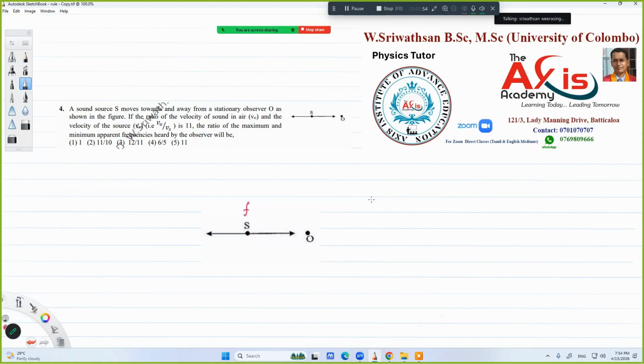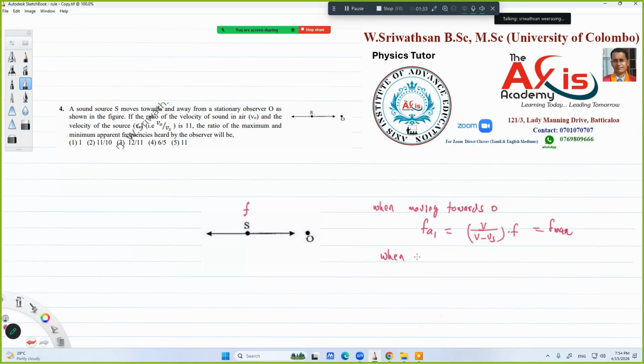When it is moving towards the observer, towards O, you know the apparent frequency is v over v minus vs into the natural frequency. This time the observer will hear a maximum frequency. fa1 is the maximum frequency, f max, because it's moving towards the observer.